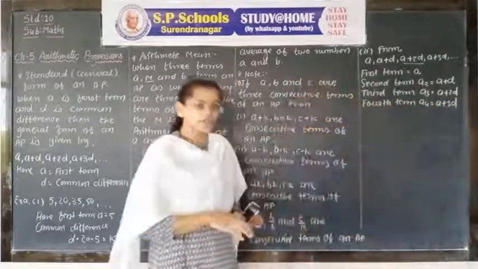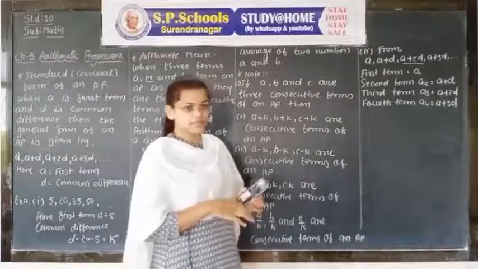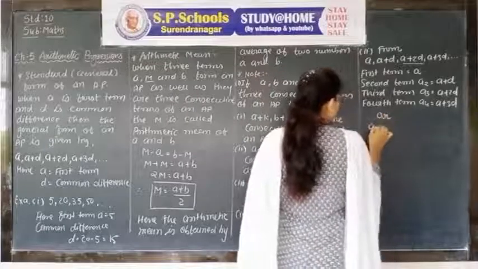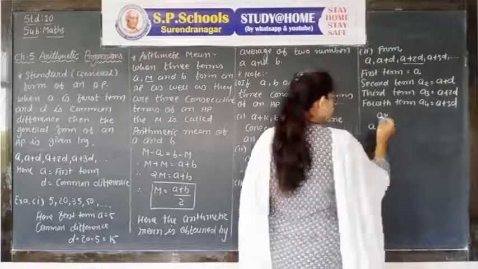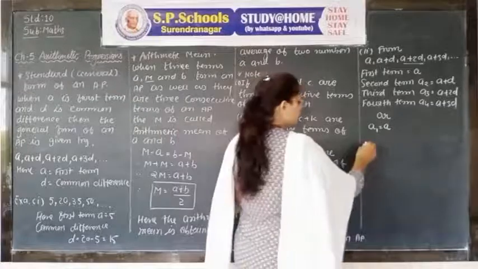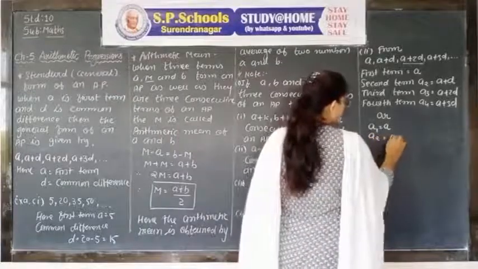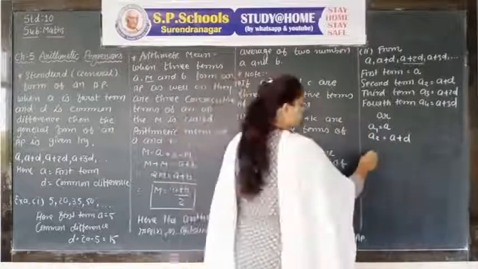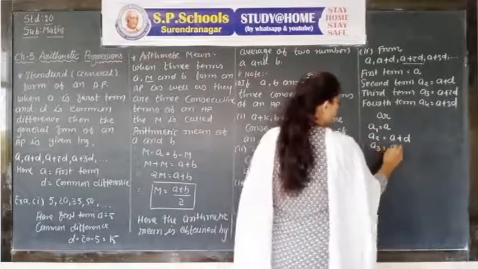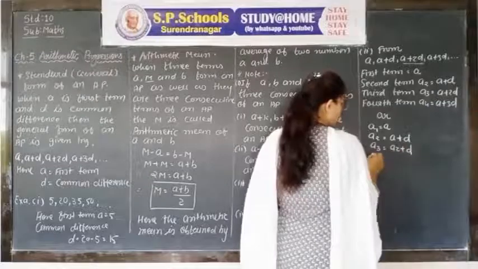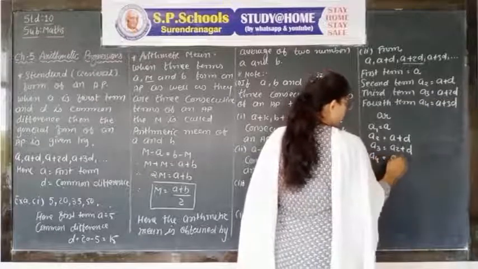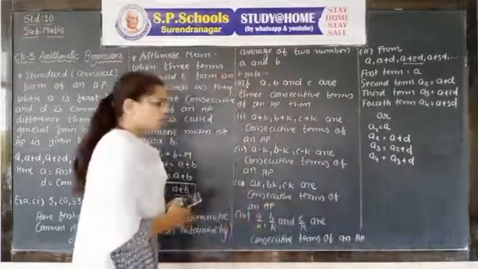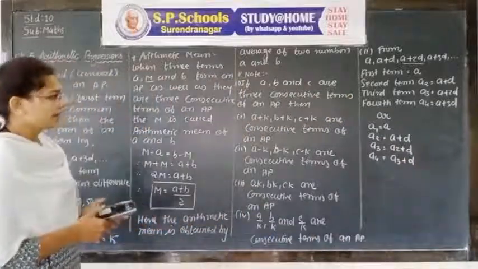Each and every term is obtained by adding some specific number to its previous term. A1 is the first term. A2, the second term, is obtained by adding the common difference D to the first term. Now the third term A3 is obtained by A2 plus D. The fourth term A4 is obtained by adding the common difference D to the previous term. It is called the general form of an AP.